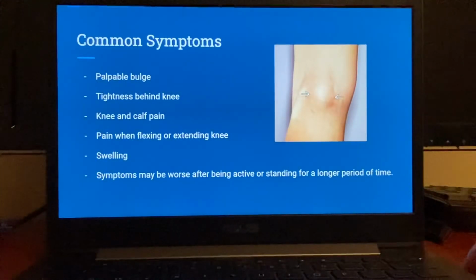So some common symptoms that patients have with Baker cysts are a palpable bulge in the posterior aspect, or the popliteal region, of the knee. They may experience some tightness behind the knee, some knee or calf pain when flexing or extending the knee, and some swelling. Symptoms may be worse after being active or standing for a longer period of time, which also matches our case study patient, who experienced these symptoms after his long hiking trek in Nepal.